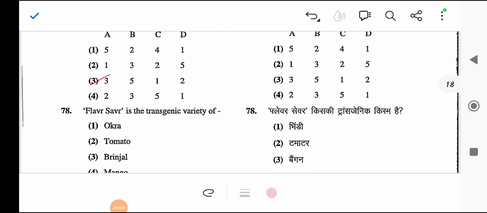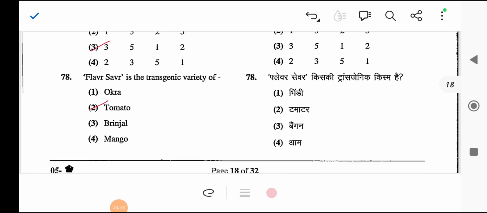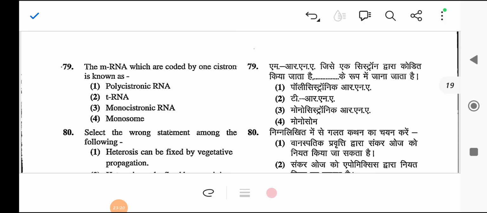Next is again a very important and common question, a favorite question of the examiner. Flavr Savr is a transgenic variety of... So Flavr Savr is the transgenic variety of tomato. Next is the mRNA which are coded by one cistron. So when it is one cistron, it is monocistronic, as the name says.